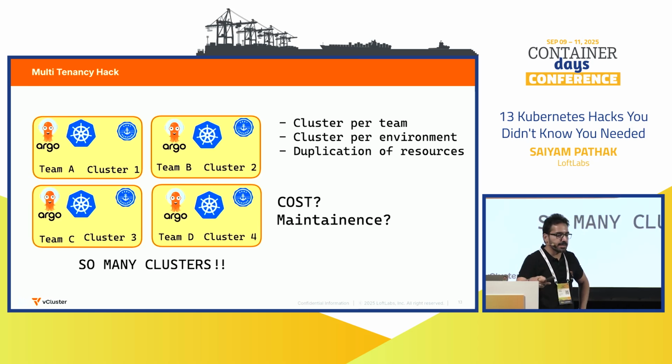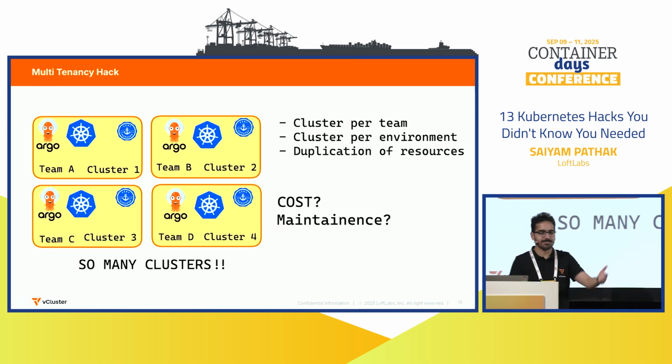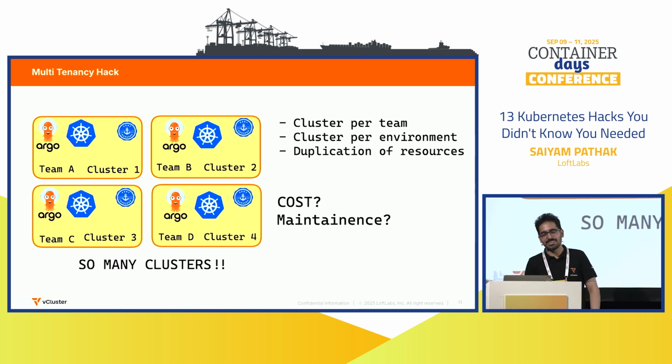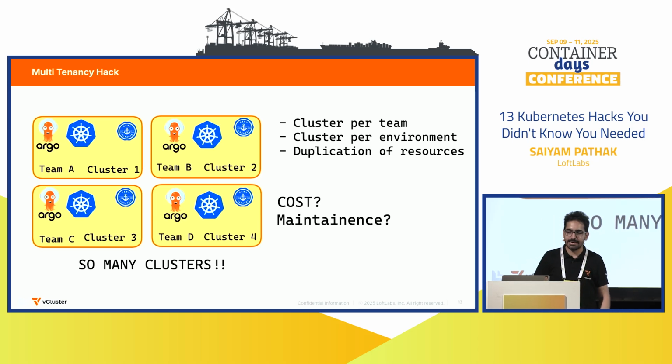The new problem that arose was cluster per team, cluster per environment, and duplication of resources. In the enterprise, the issue is that there are too many Kubernetes clusters. Whenever people join, they raise their hand: I just need a Kubernetes cluster of my own, just for testing or whatever they need. They raise a ticket, Jira or whatever, it goes to the platform team, who create it, and it comes back. It's a mess.